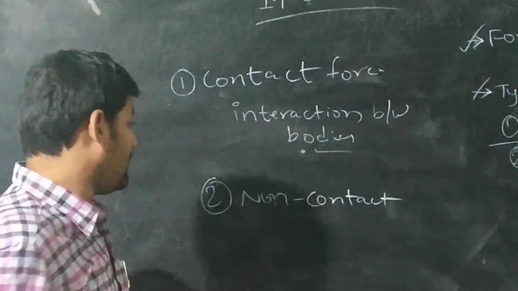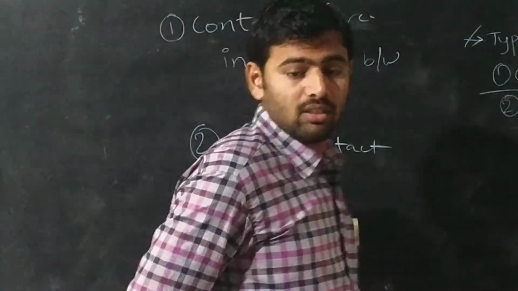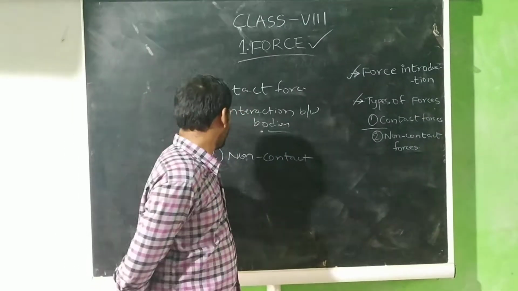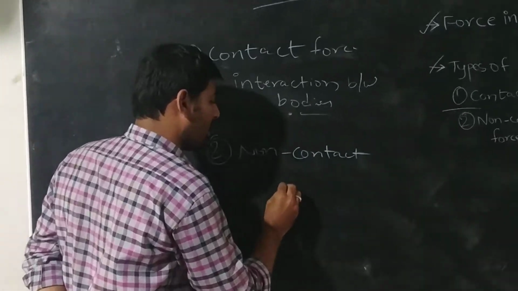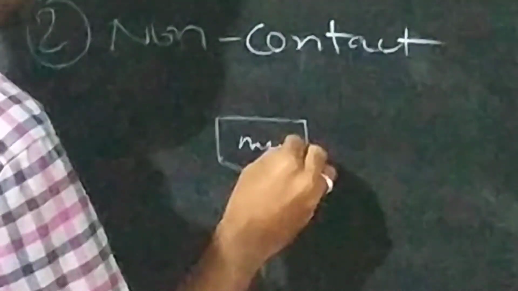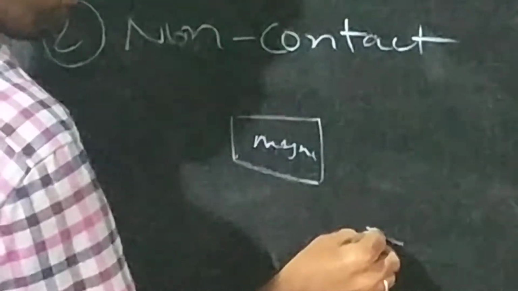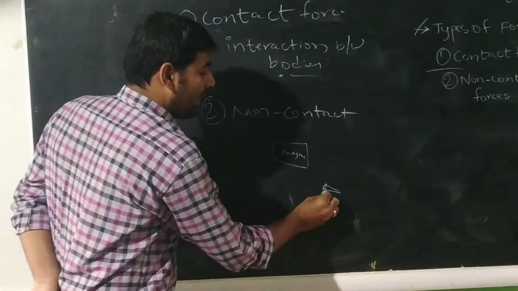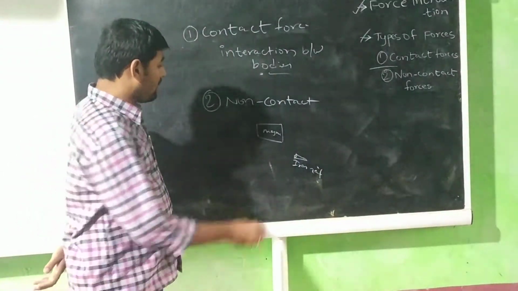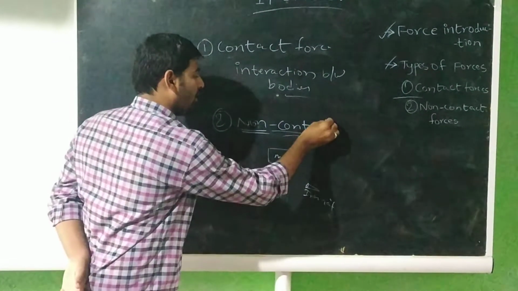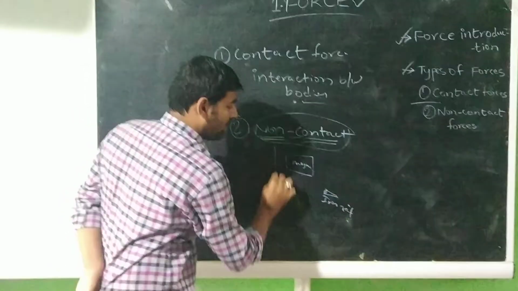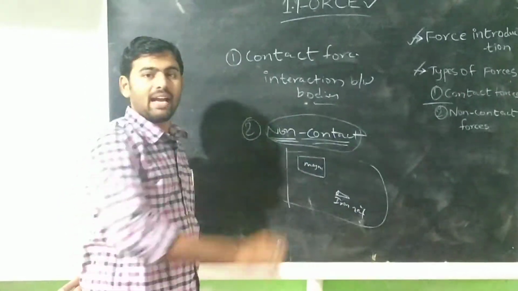Second one, non-contact force. Please try to concentrate. Non-contact force. There is no contact between the bodies. For example, consider a magnet. For example, we keep an iron nail here. Then this iron nail is attracted by this magnet, due to the magnetic force. Non-contact. The word itself represents there is no contact between these two, iron nail and the magnet.